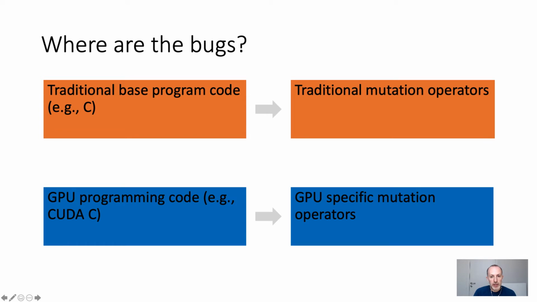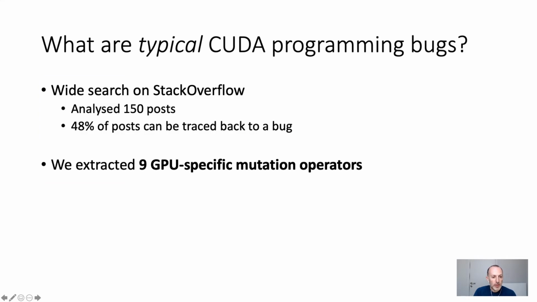Now, what we already have are traditional mutation operators that work on languages like C, Java, and many others. But what we don't have, and what is the real contribution of this work, are the GPU-specific mutation operators. If we want to create GPU mutation operators that are useful and that mimic actual programming errors in GPU code, we need to have a better understanding of what are typical CUDA programming bugs.